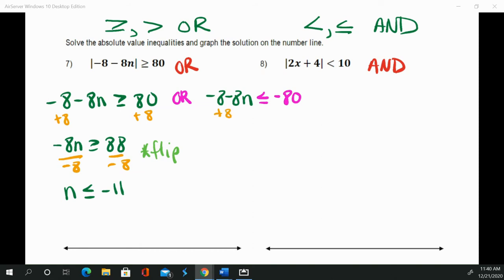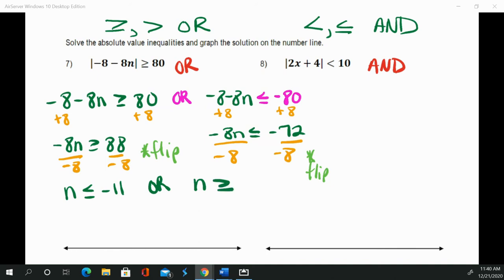Same steps for the other inequality. We'll just get different numbers along the way. Last step, divide both sides by -8. Again, we divided by a negative, so we gotta flip. So we get n is less than or equal to -11, or n can be greater than or equal to +9.